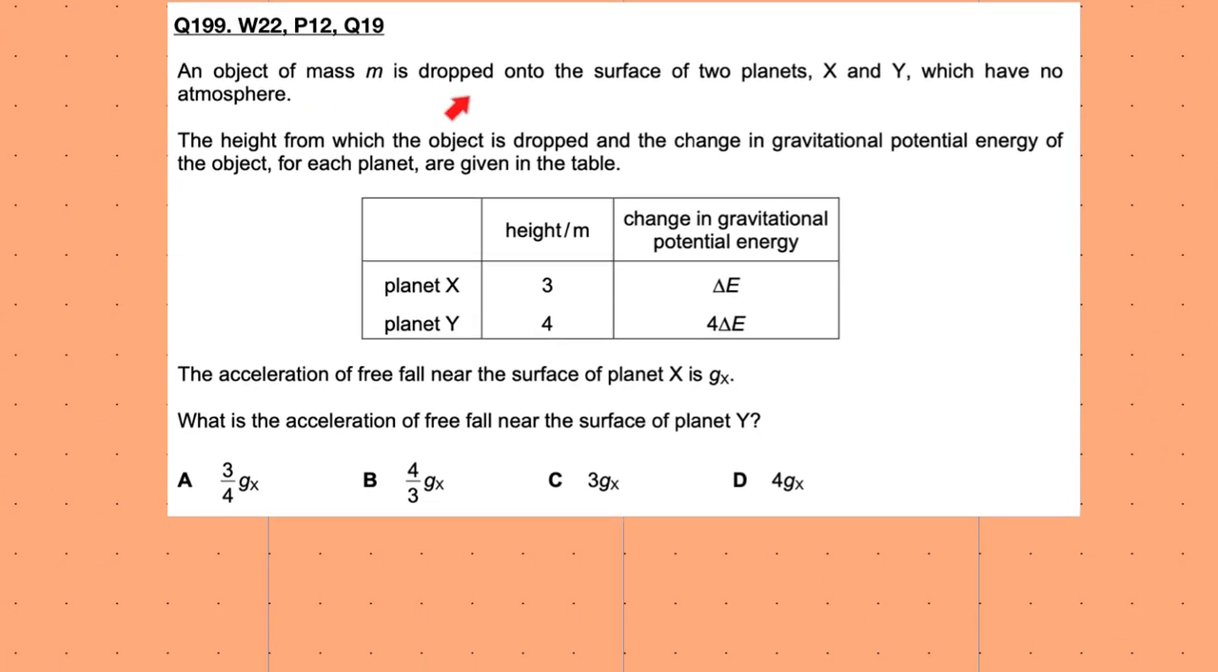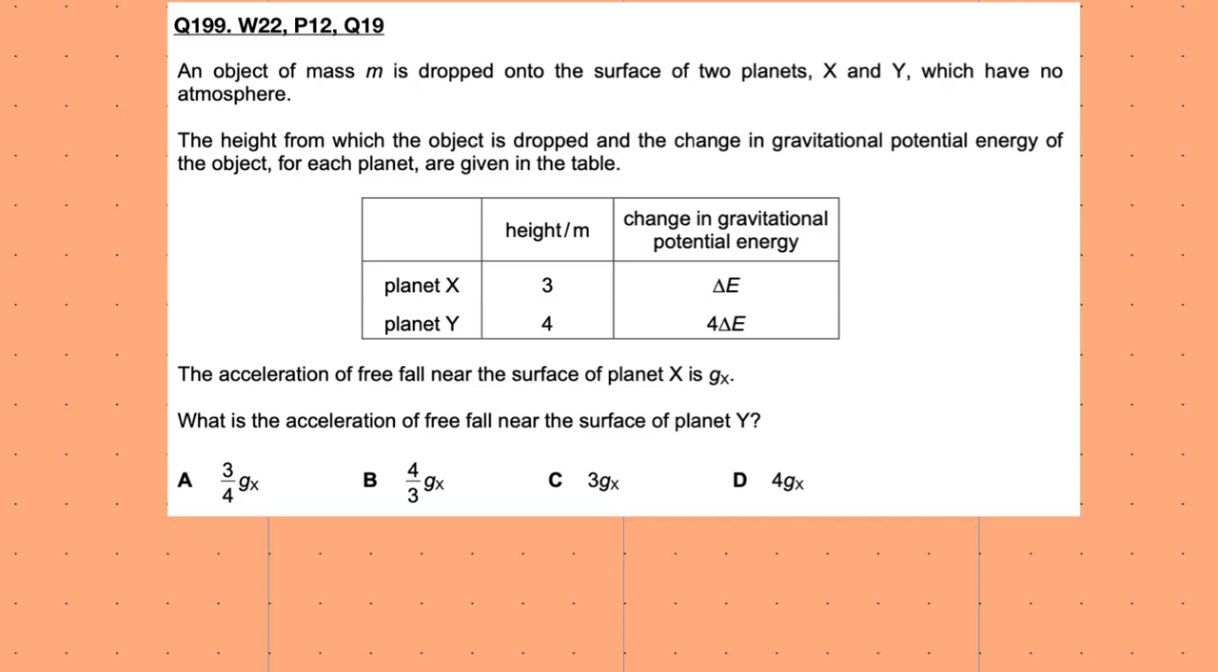An object of mass m is dropped onto the surface of two planets X and Y, which have no atmosphere, so no air resistance. The height from which the object is dropped and the change in GPE of the object for each planet are given in the table. For planet X, the height that it's dropped from is 3, and the change in GPE is delta E. Acceleration of free fall near the surface of planet X is gx. What is the acceleration of free fall near the surface of planet Y?